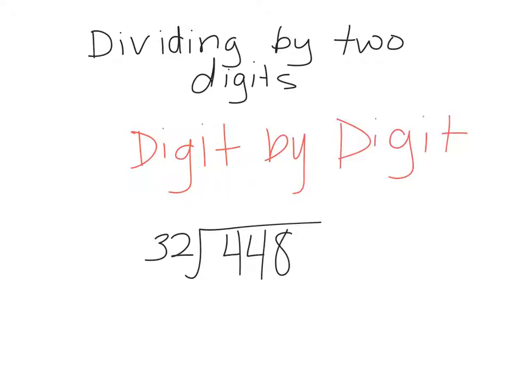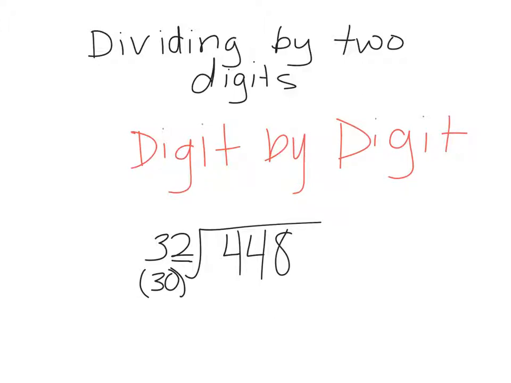So we have our problem, 448 divided by 32. Notice that our divisor now has 2 digits. So our first step in this problem is to round the divisor. Since it's 32 and that 2 is 4 and below, you stay down low. So that 32 would round to 30.